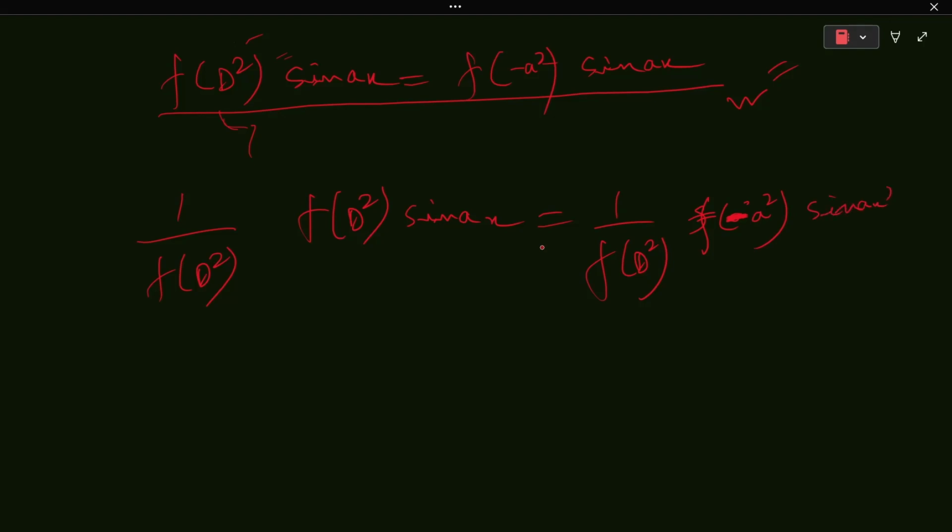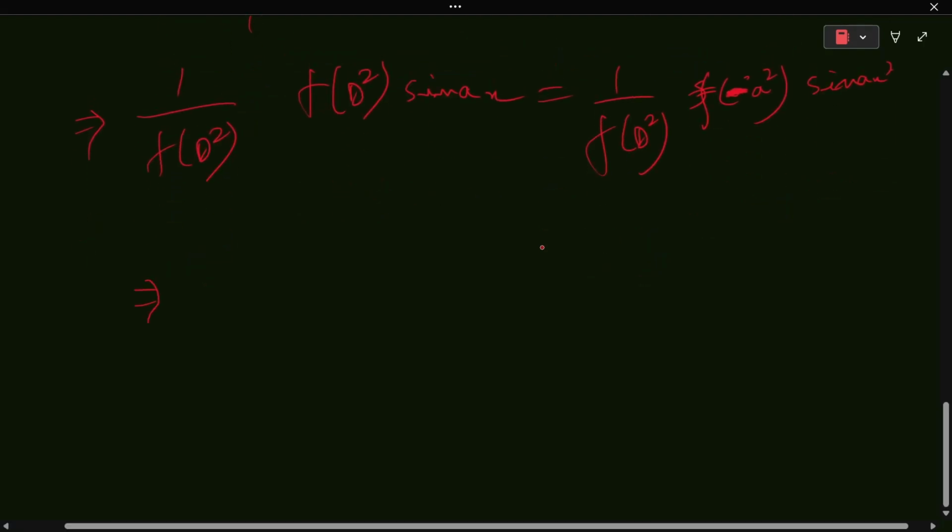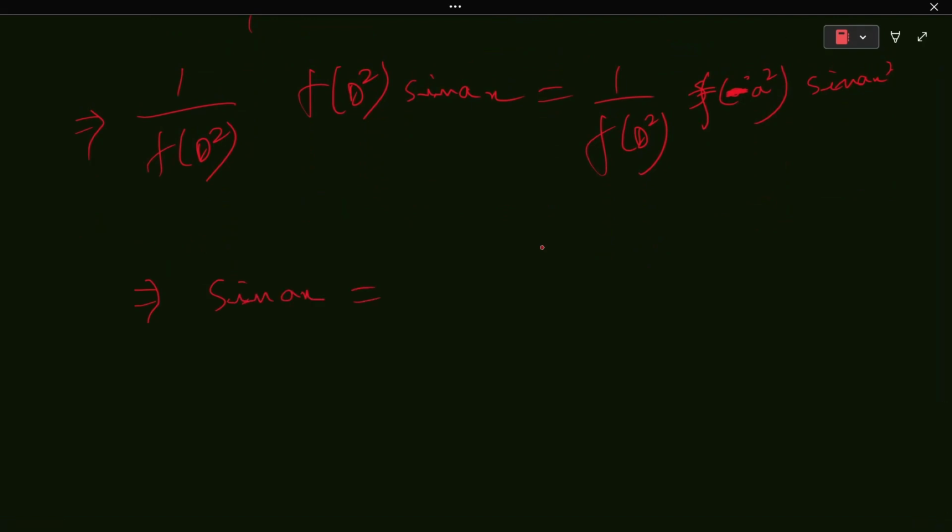So f of d square cancels out in the left hand side. What do we have? We have in the left hand side only sin x. So sin x equals 1 by f of d square into f of minus a square into sin x.